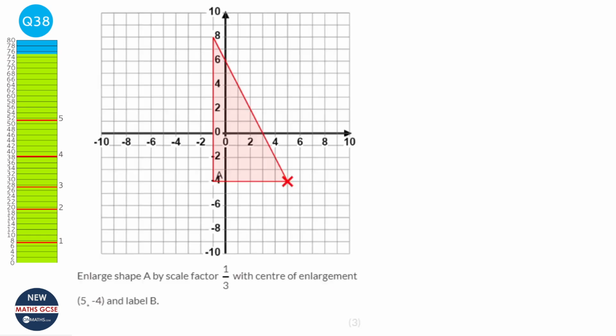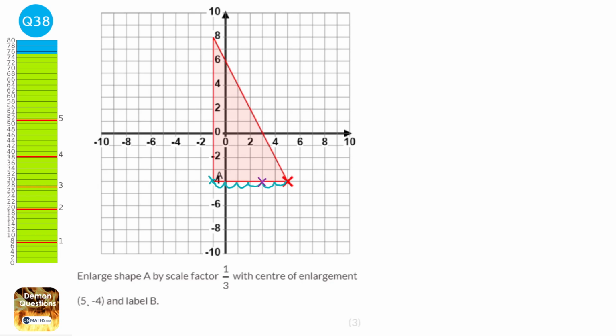So what I'm going to do is work out how I get from my centre of enlargement to each of the vertices on our shape. And so I'm going to pick the bottom left one first. So we go 1, 2, 3, 4, 5, 6 jumps to the left. Now with a scale factor of a third, instead of 6 jumps to the left, it's going to be a third of that for our new image. So instead of 6 to the left, it's only going to be 2. So our new point will be here.